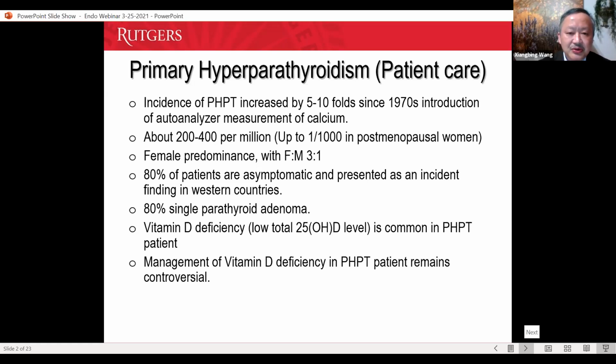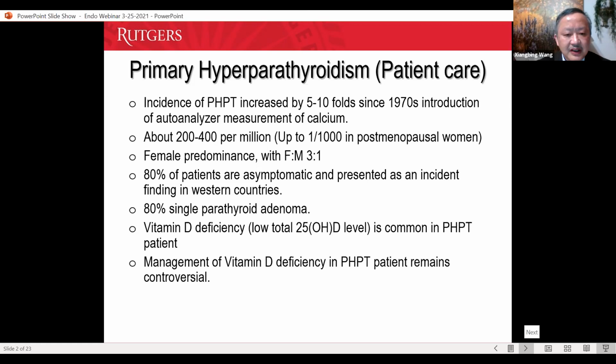It's a really common endocrine disease. The incidence increased five to tenfold since the 1970s because everybody started to measure the calcium level. It's about 200 to 400 per million, and for postmenopausal women, 1 in 1,000. It's female dominant. 80% of patients are asymptomatic and present as an incidental finding in Western countries. However, in the East, it's not true. It still has the classic presentation.